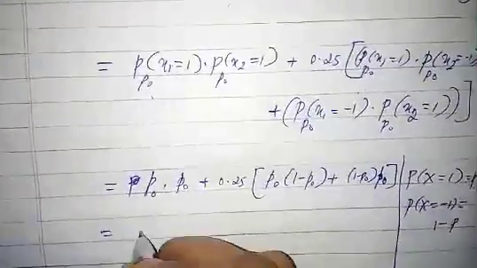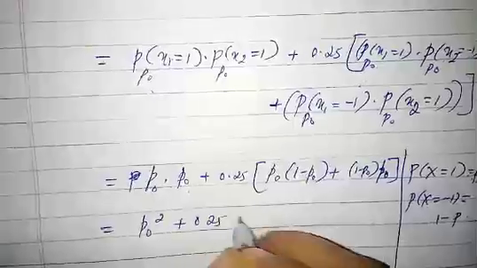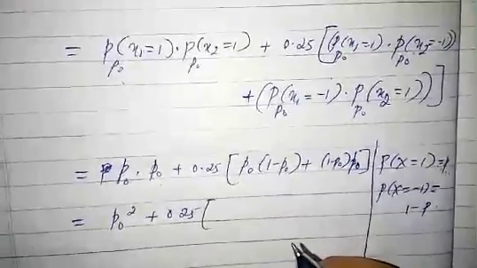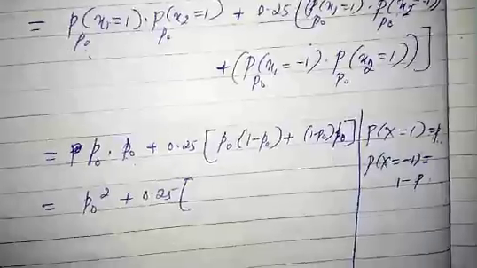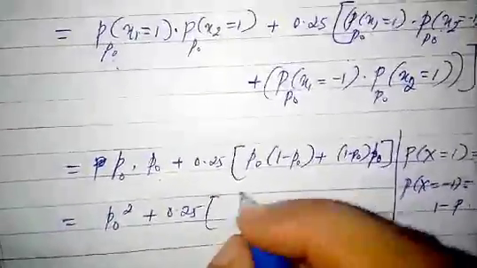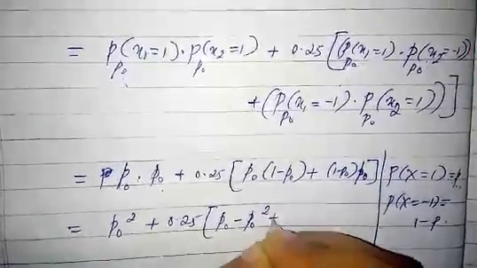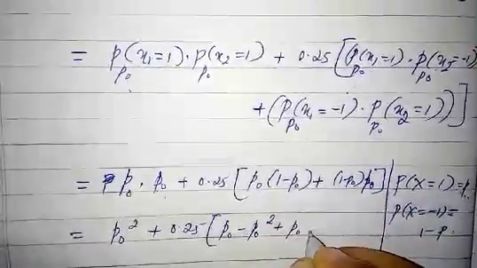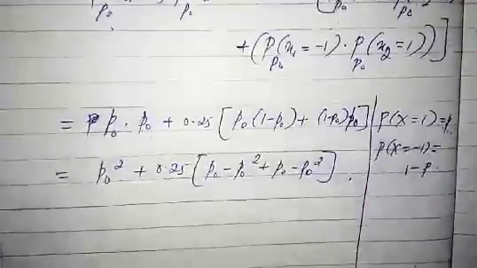It is equal to p naught square plus 0.25, and here we multiply this term, then we get p naught minus p naught square plus p naught minus p naught square. Alright.